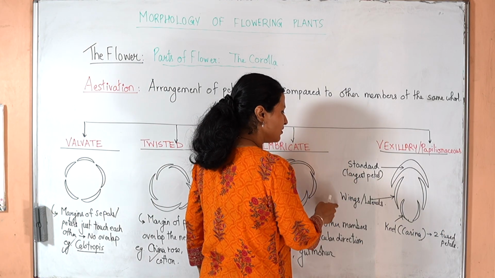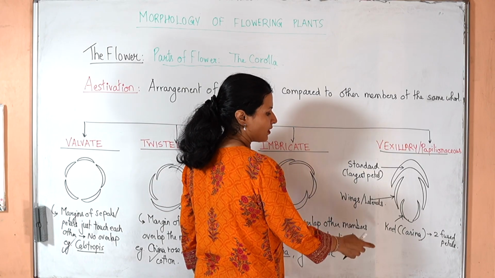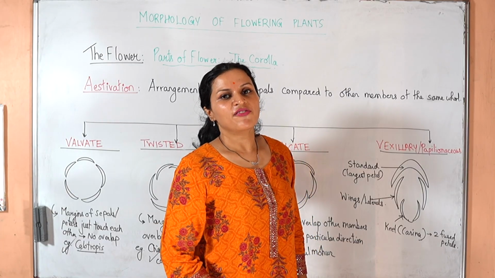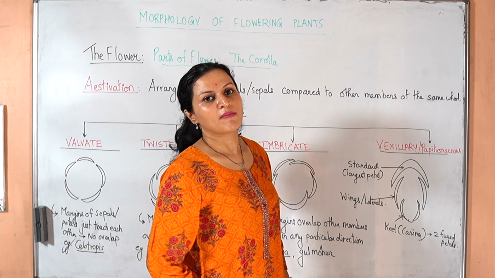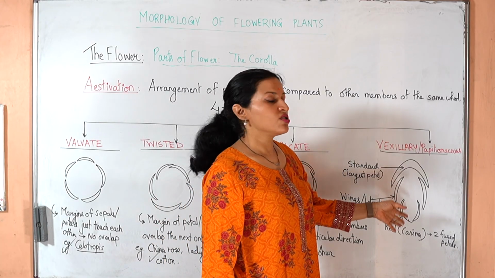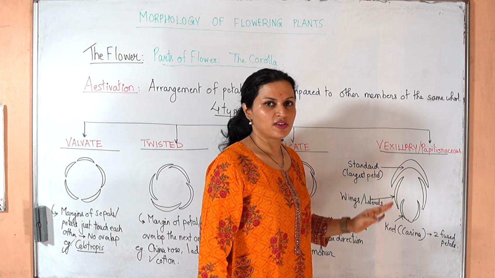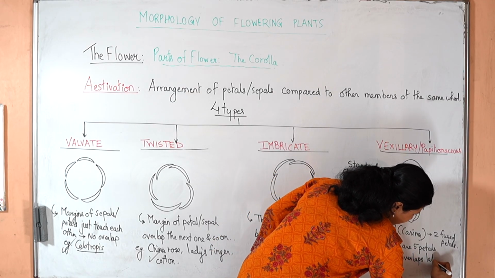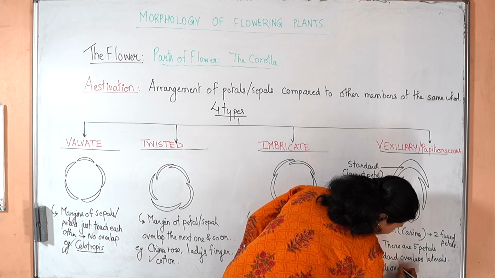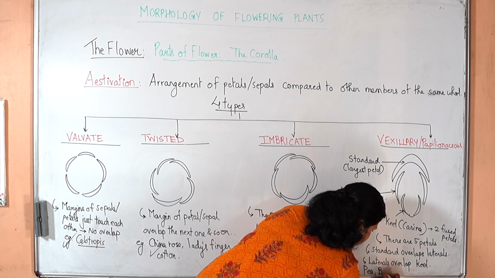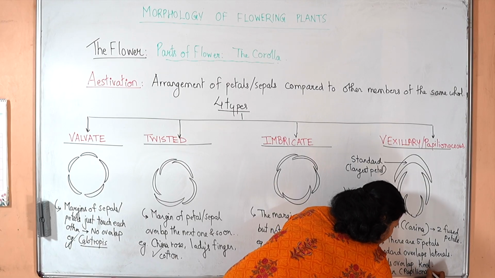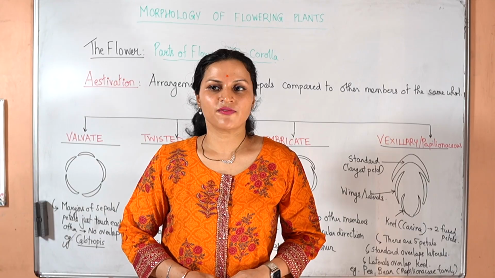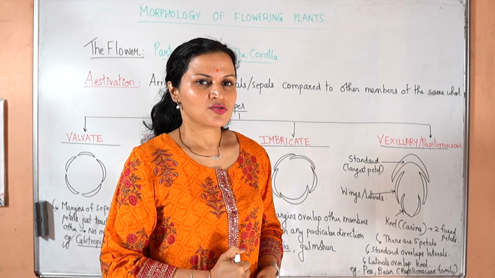So the standard petal overlaps the wings and the wings overlap the keel, and this arrangement you will find in all the flowers belonging to the Pea family, which is the Papilionaceae family, and that's why the vexillary aestivation is also called Papilionaceous aestivation. There are 5 petals, standard overlaps laterals, laterals overlap keel. Example, pea, bean. Papilionaceae family, to which pea, bean, mung, gram belong. Papilionaceae family, the Leguminosae family with those root nodules.